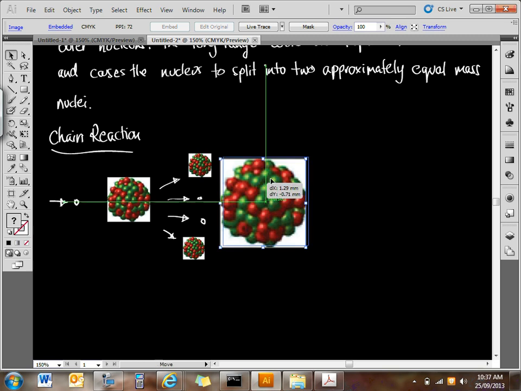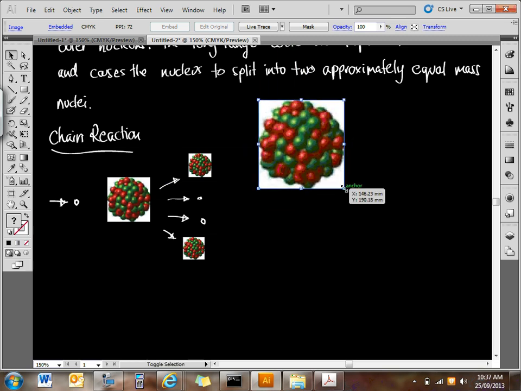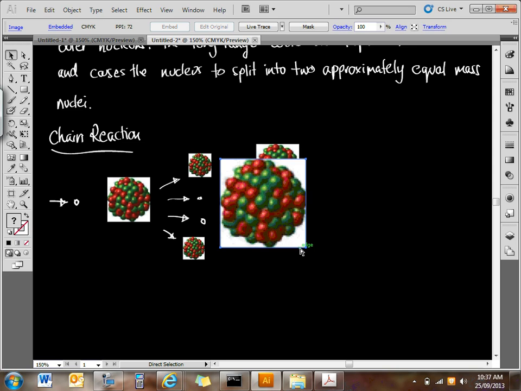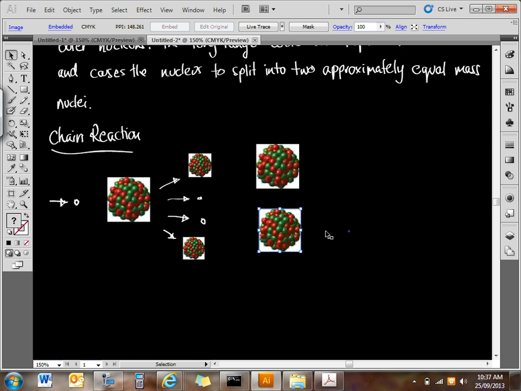That's right, yeah. So what's going to happen is we're going to have, of course, other uranium nuclei in the area. It would be very rare that we have only one uranium nucleus. And those neutrons can go on and cause other fissions. Yes.